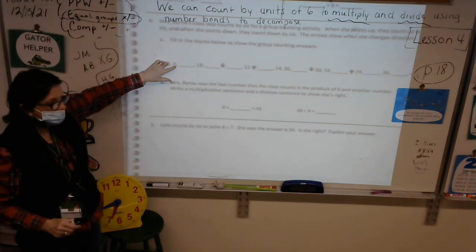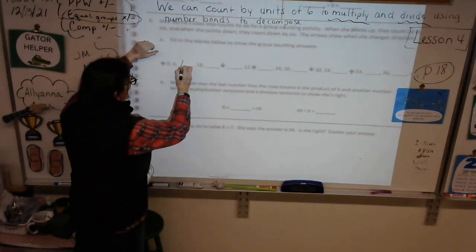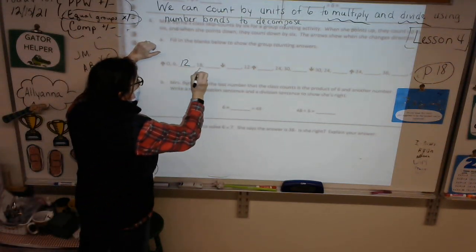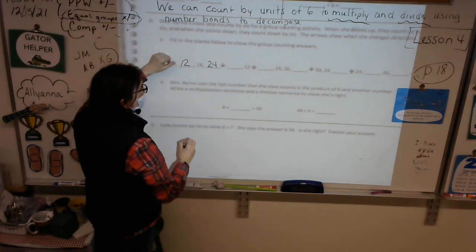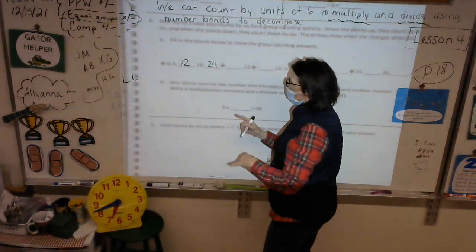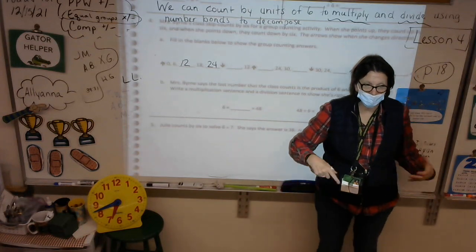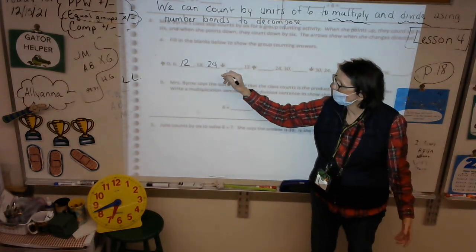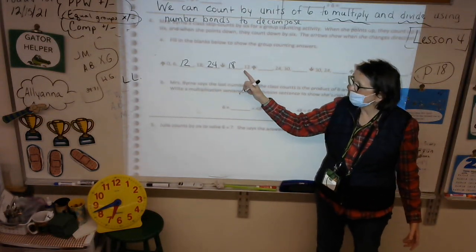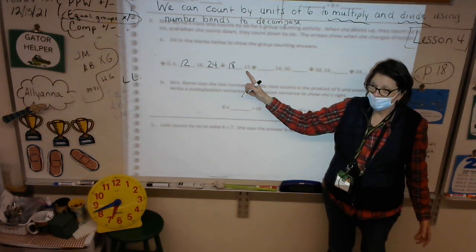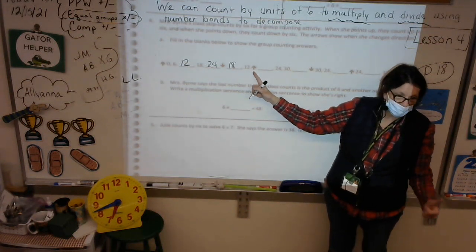0, 6, 12, 18, 24. Now we go down by 6. So if you're at 24 and you go down by 6, what will your answer be? 18, it was right there. You go down 6 again, and what will you be at? 12. Oh, we changed directions. We're going back up.